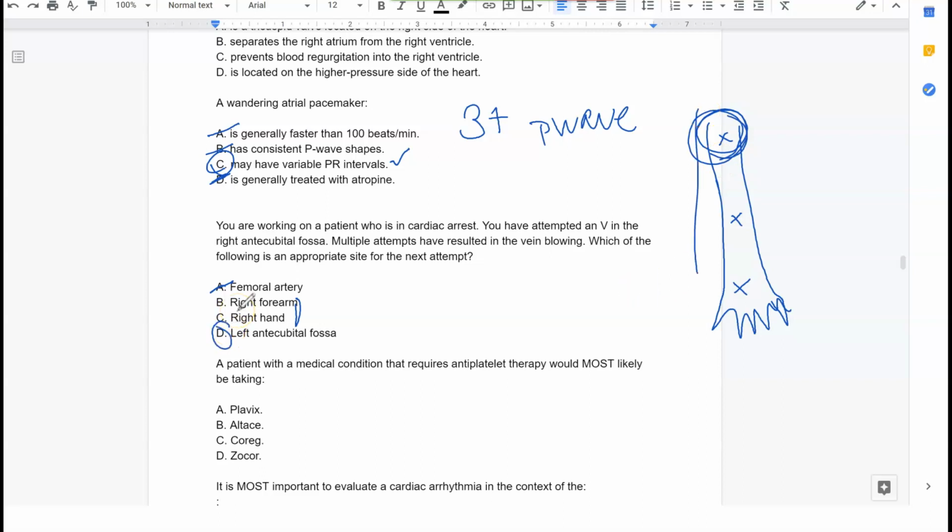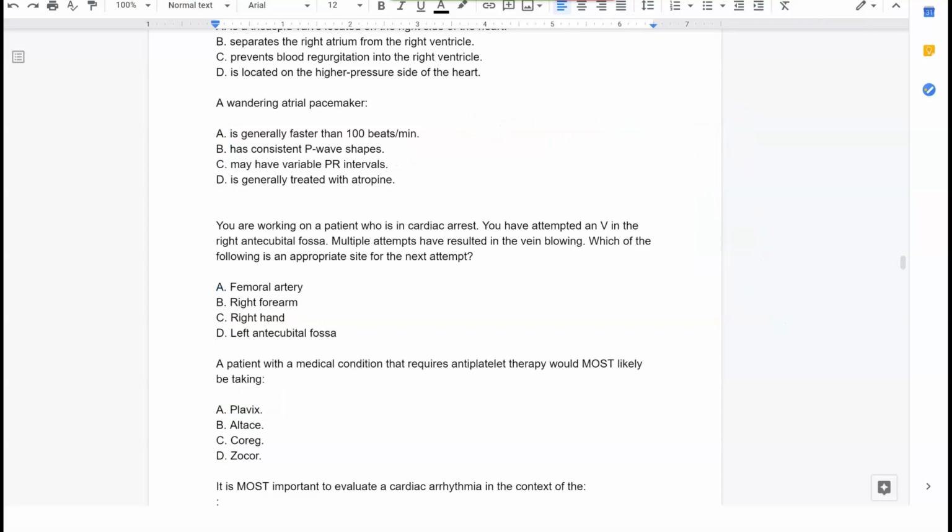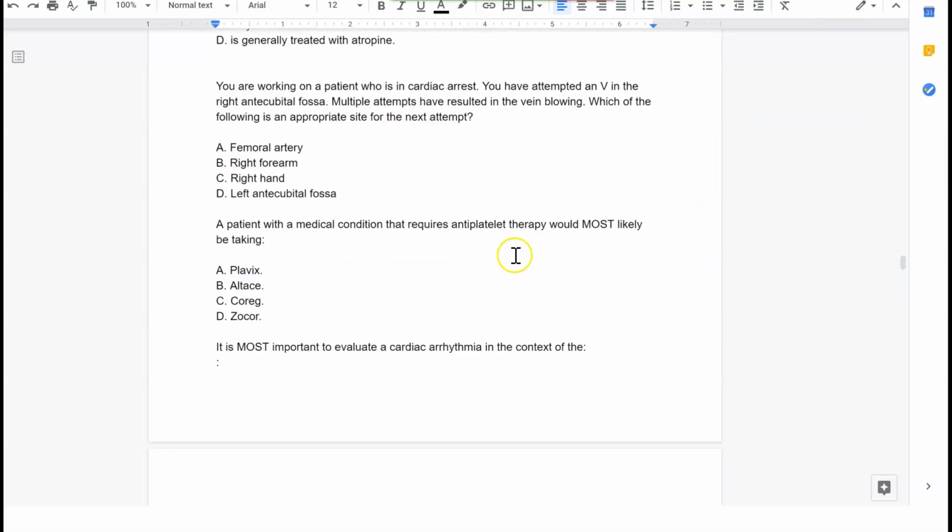Left AC. A patient with a medical condition that requires antiplatelet therapy would most likely be taking... Again, if this is one of those things where you're like, I don't really know all of these medications, right? So Coreg is traditionally a high blood pressure medication. Zocor is used for high cholesterol. Altase, I don't remember Altase. But Plavix, I know that we have patients who have like AFib, etc., who take Plavix. You can almost always narrow it down to at least 2 options.